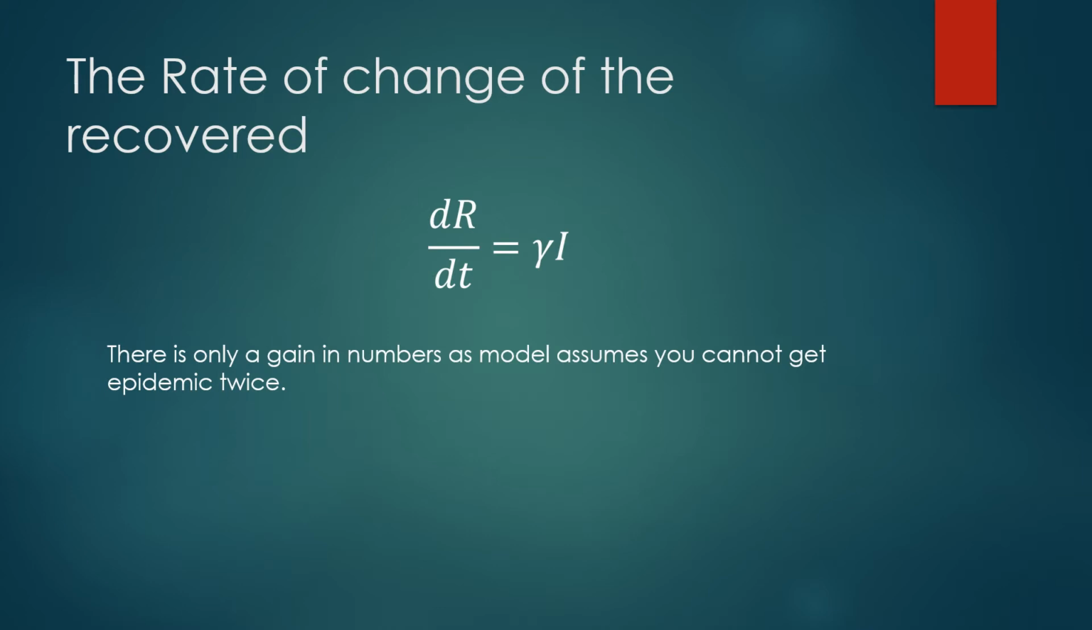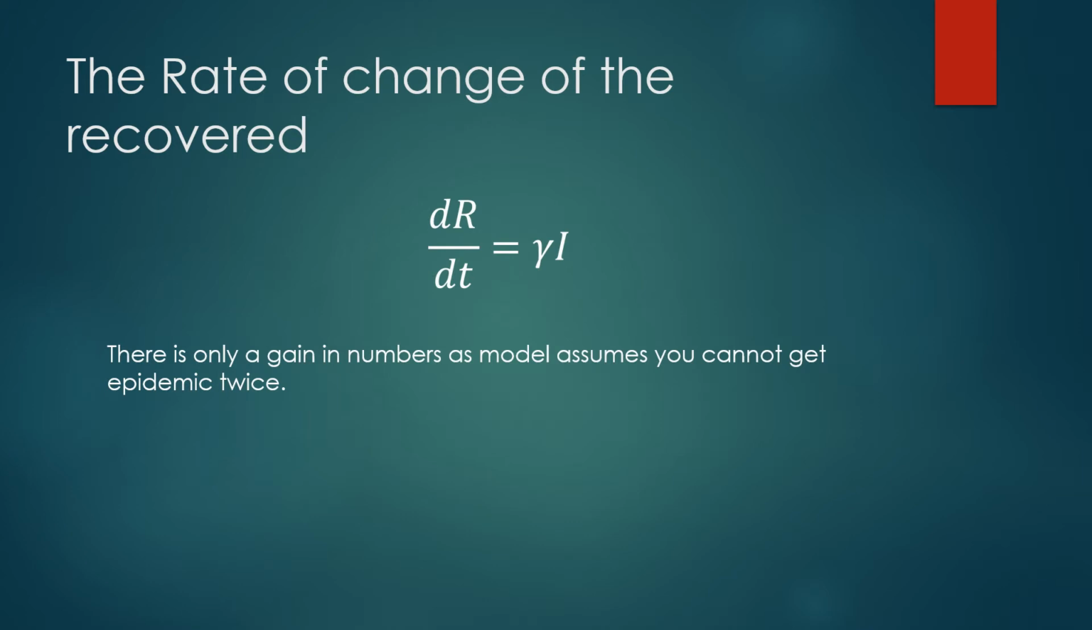So for the recovered category, this is again a number. So gamma times I is the number of people recovered from the infected category each day. So yeah, that's quite interesting.